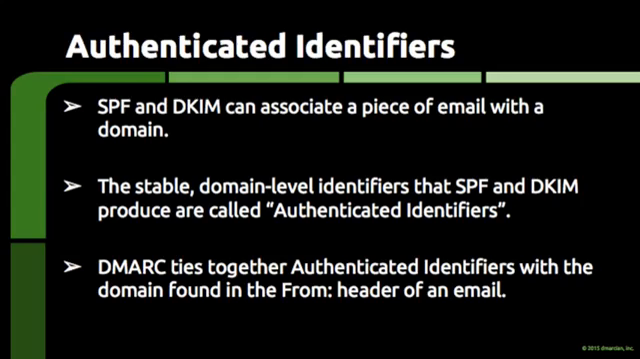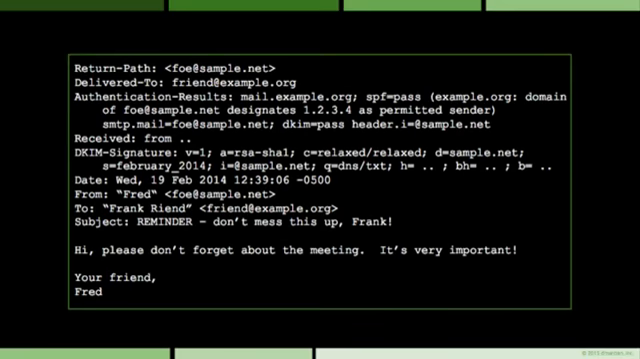DMARC attempts to tie the results of SPF and DKIM, the authenticated identifiers, to the content of email, specifically to the domain found in the From header of an email. The domain found in the From header of a piece of email is the entity that ties together all DMARC processing. The D in DMARC stands for domain-based, and hopefully you can see now which domain DMARC is concerned with.